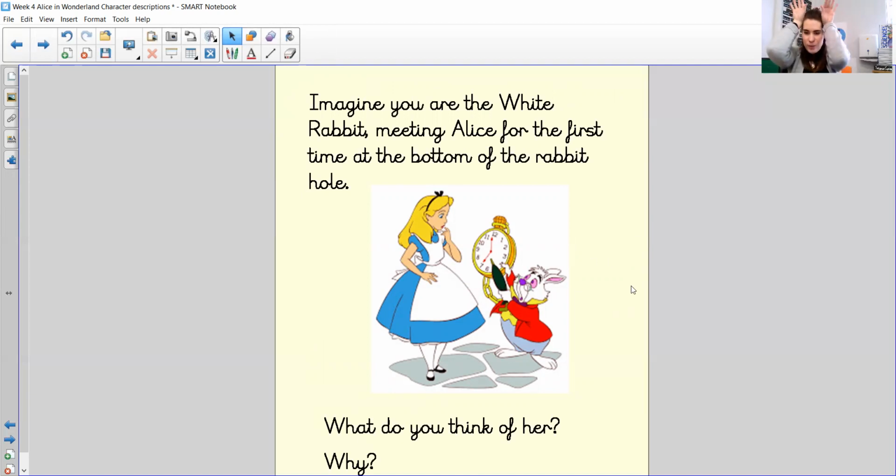So you've got your big long floppy ears, you've got your twitching nose, you've got your waistcoat on, and you've got your pocket watch as well. You are White Rabbit and you are meeting Alice for the first time. So it might be that Alice is in the Hall of Doors. If we remember, she was in that great big hall with all of the doors surrounding her, and you might be watching her through one of the keyholes. You're seeing this girl. What do you think of Alice and why?